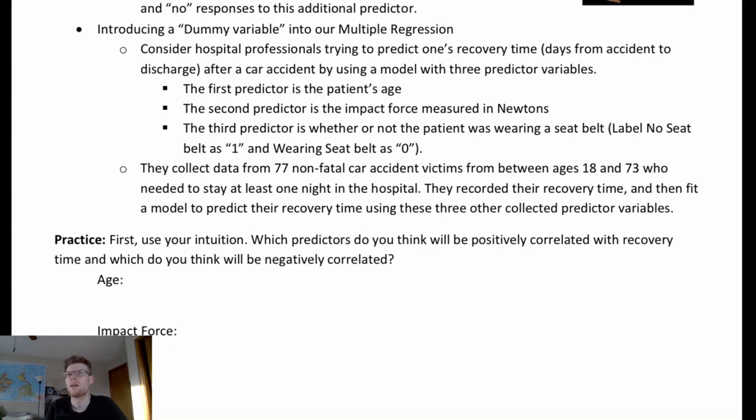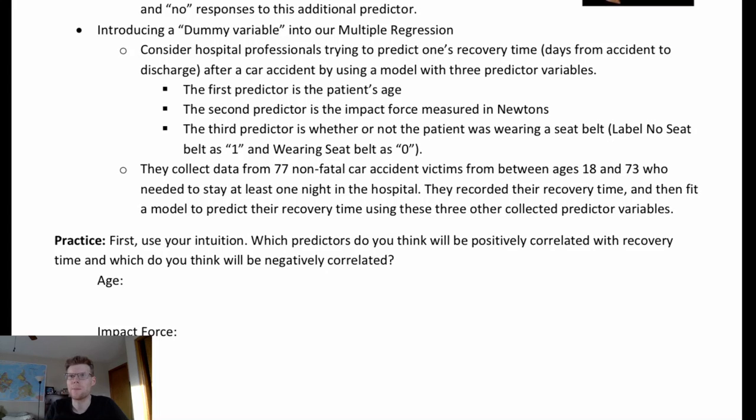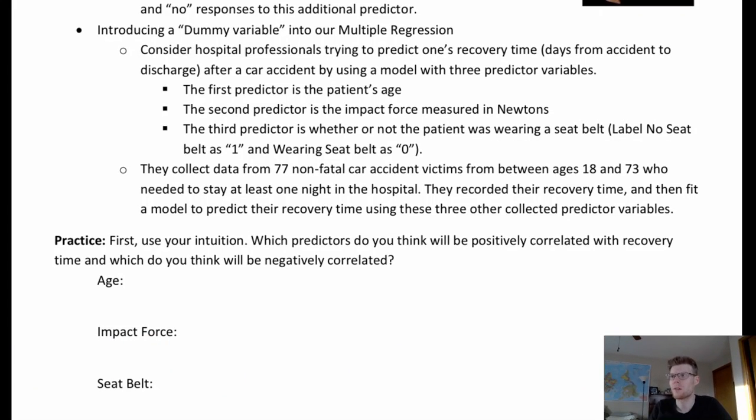All right, so first let's use our intuition, and maybe this is a good place for you to pause and think about it. Which predictors do you think will be positively correlated with recovery time, and which do you think will be negatively correlated? And I guess I'll move myself out of the way. So of these three predictors, which ones, or how do you think this correlation with recovery time is going to wind up?